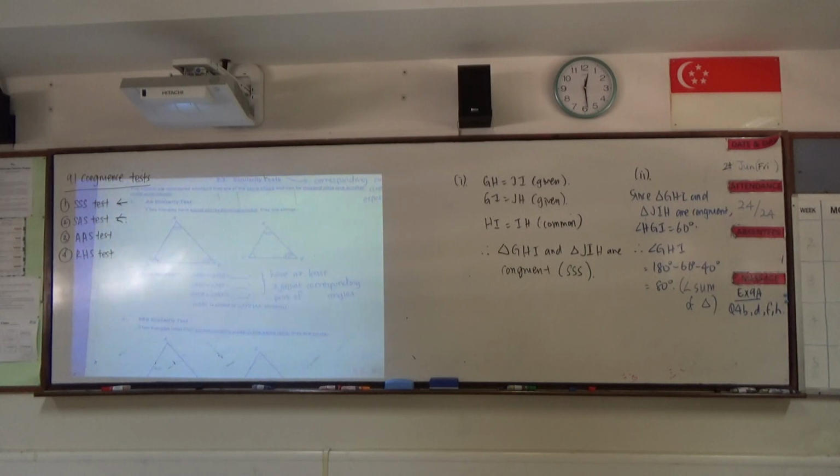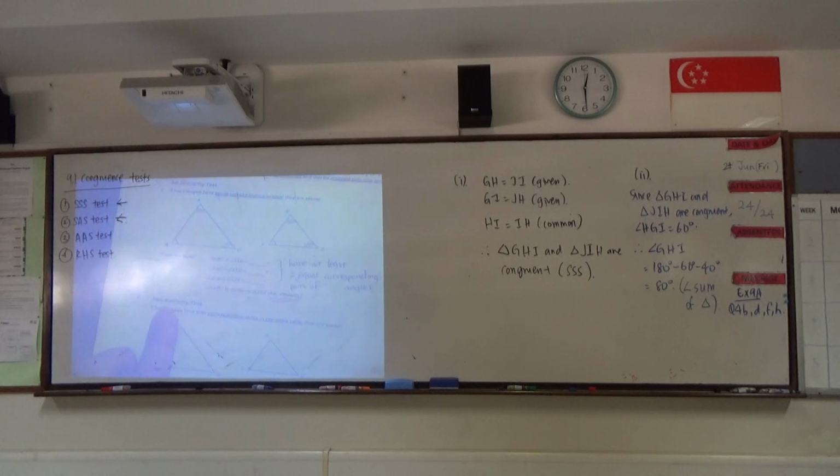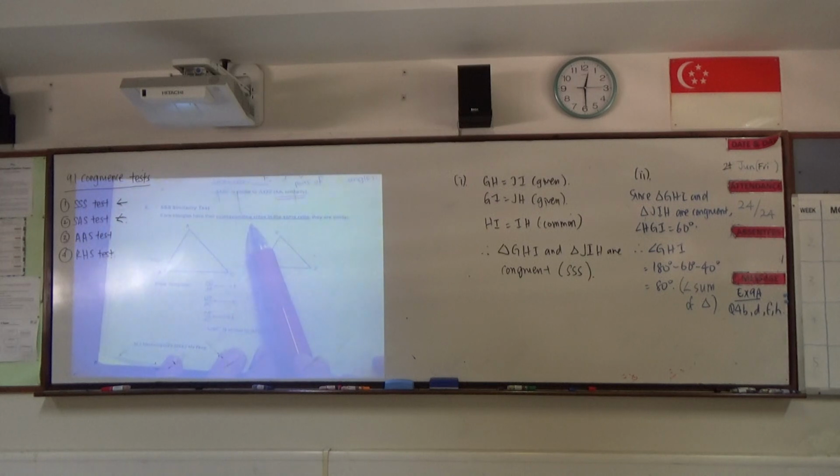In a similarity test, the concluding statement, we will end off with AA, or rather the test name, and the word similarity. For congruency test, we need not write down the word congruence in the test name itself, but for similarity test, we got to write down the word similarity. The reason is that when we see the SSS similarity test, we need to distinguish it from the SSS congruency test. The difference in the SSS test for similarity is that we are trying to prove that the corresponding sides are in the same ratio, whereas for congruency test, we are proving that the sides themselves are of the same length.